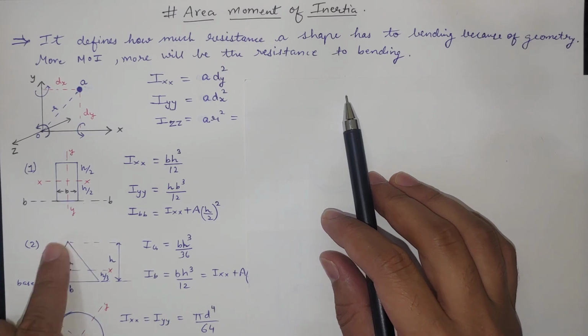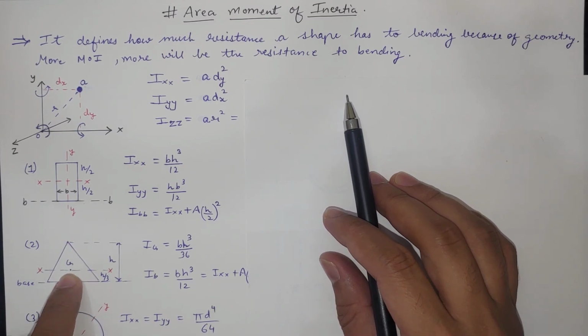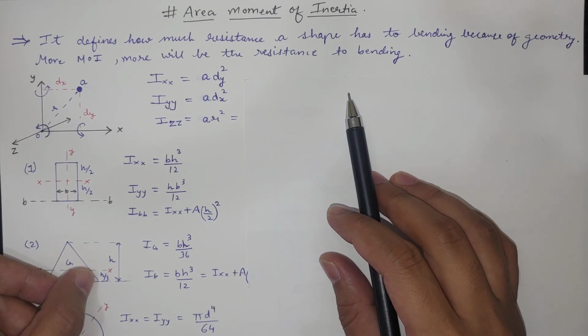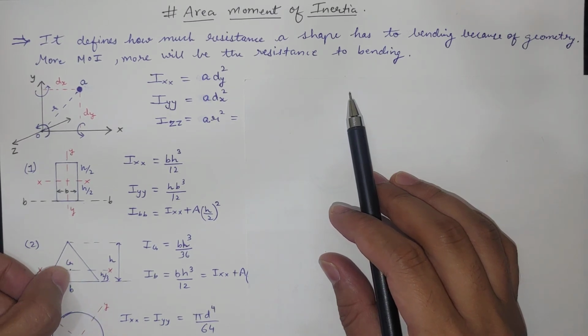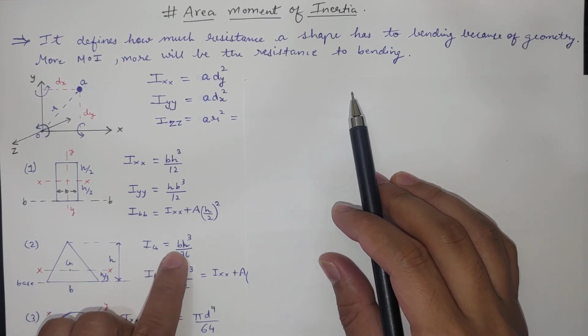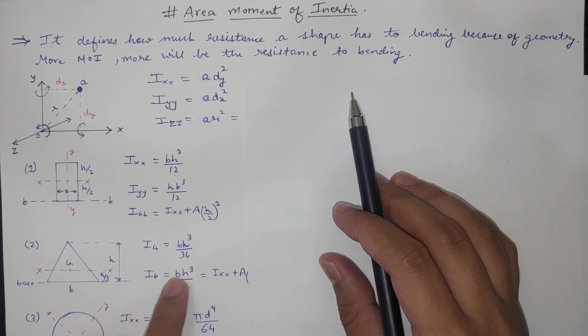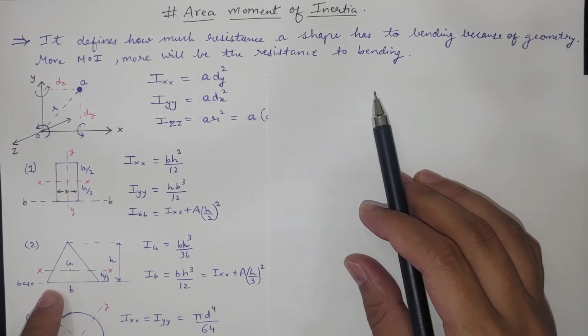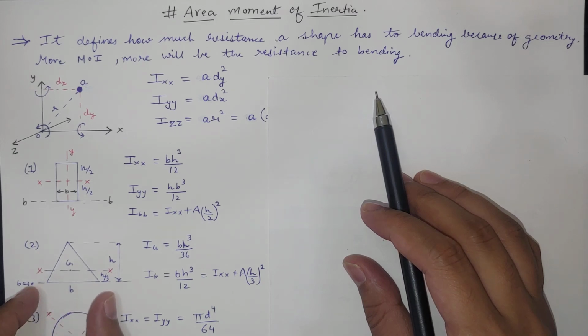Similarly, here there is a triangle, and this is the center of gravity, the centroid of the triangle. This is at a distance h by 3 from the base, the total height is h, and the width is b. Now Ixx inertia will be bh cube by 36, and if you want to calculate with respect to the base axis, then it is bh cube by 12, which is the total inertia we got by using the parallel axis theorem.